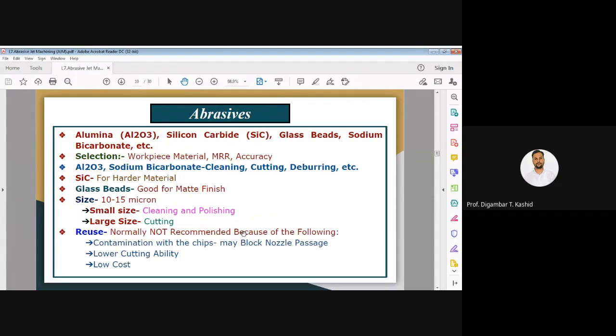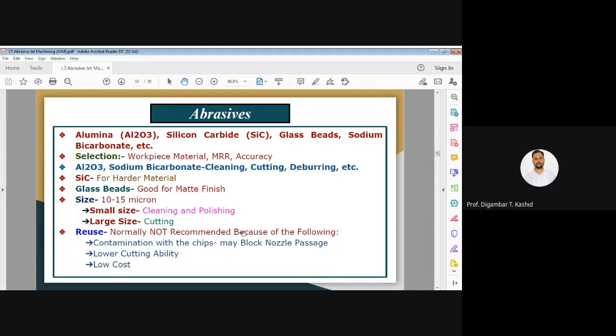What will happen is that if you use abrasive particles with this contamination for machining or any operation, the contamination may block your nozzle passage. And if it blocks the nozzle passage, your nozzle will break and get damaged, and it is very expensive to change that nozzle. So the simple solution is that there is no need to reuse your abrasives.